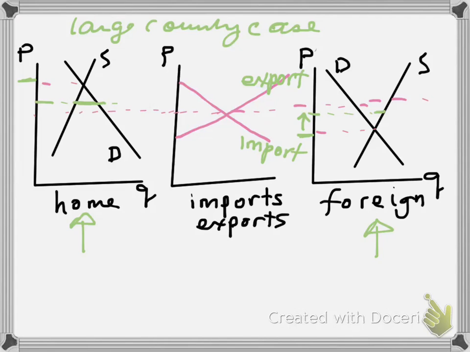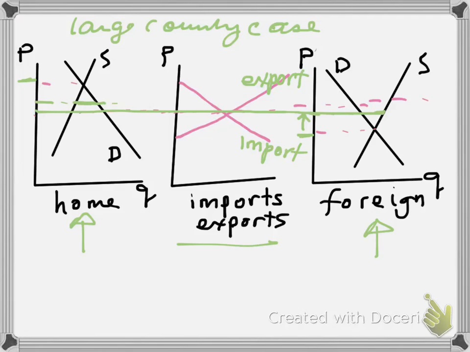So in the middle here, we have imports and exports, so that's the world market for imports and exports, and that's what determines the domestic prices in both home and the rest of the world. And so we have that equilibrium price there, where the demand for imports equals the supply of exports. So now we want to say, well, what happens if there's a tariff placed on this good?